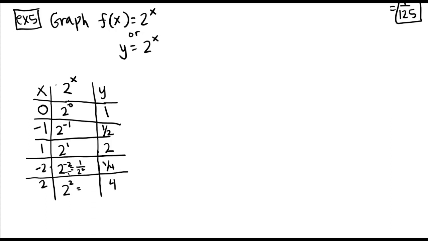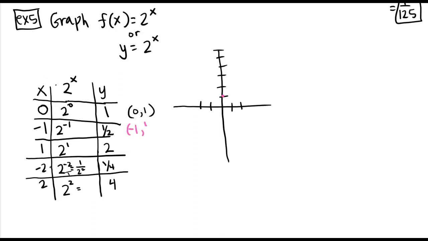Okay, so let's just plot these on a grid here. Try and make a handy dandy little graph. So this is the point, right? We put 0 in and out came 1. So we've got the point 0, 1. Over 0, up 1. Let me do this in a different color. Then my next point is -1, 1/2. So over -1, up 1/2 might be about there.